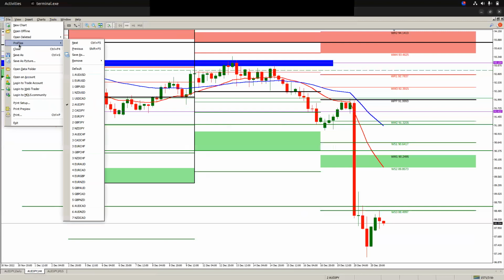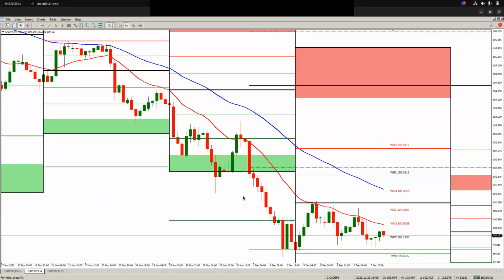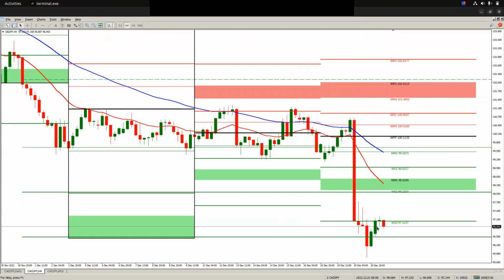Let's take a look at the other yen pairs. CAD yen, you can see similar situation.